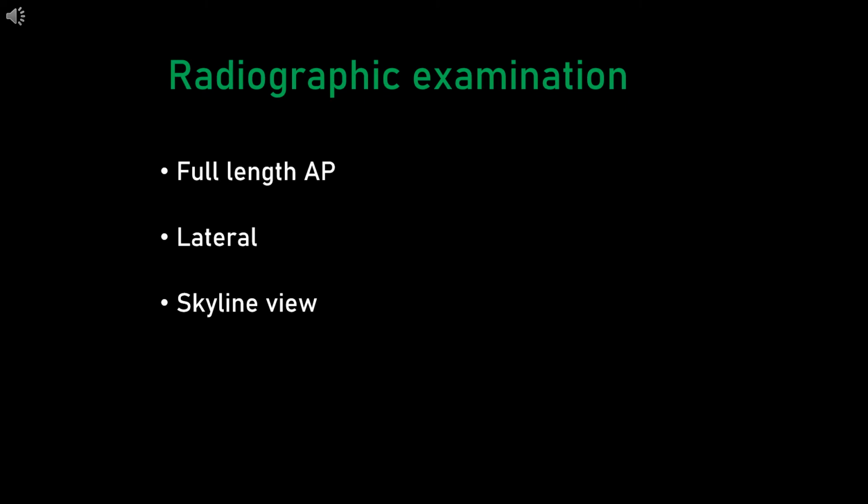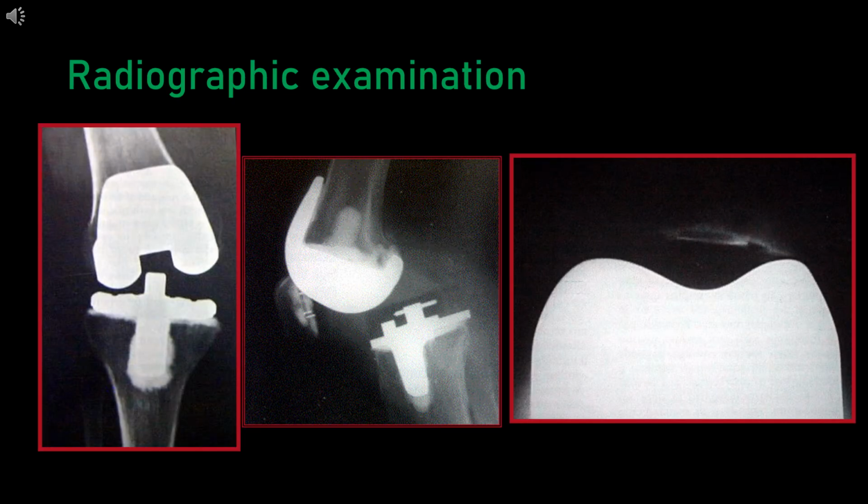Radiographic examination. You have to take a full-length AP X-ray, lateral and skyline view of the knee joint. In this X-ray, you can see mediolateral and anteroposterior instability of the knee joint.